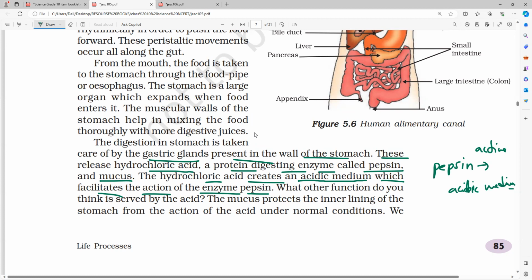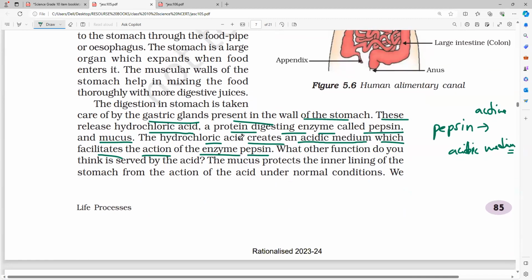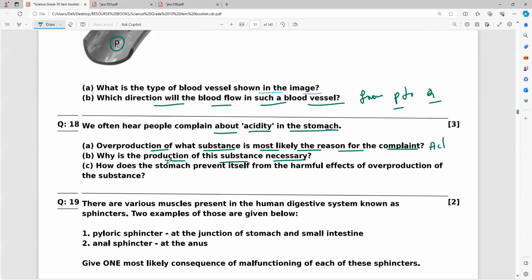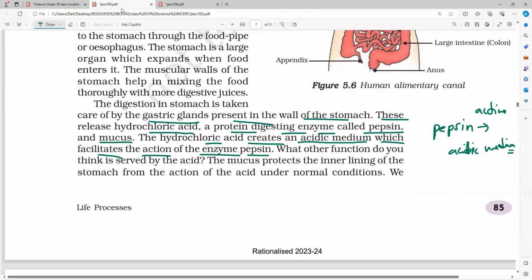Understanding? But trypsin will be in what medium? Basic medium. You understand? So what is the importance of HCl here? Why is the production of this substance necessary? The action of hydrochloric acid creates an acidic medium which facilitates the action of the enzymes. What is that enzyme? Pepsin. Exactly, you need to write the same sentence. No need to write anything else.